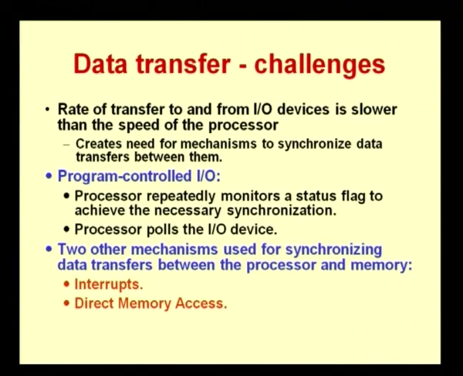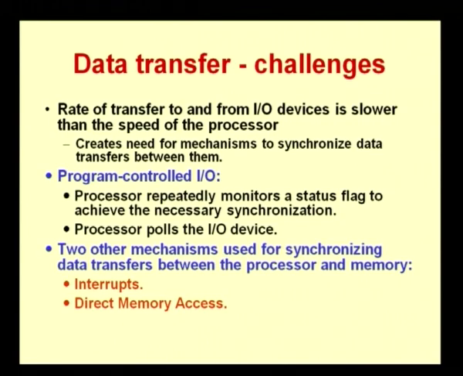There are better mechanisms than this which can be used for faster synchronization and faster data transfers. The two other mechanisms that are used are interrupts and direct memory access. Interrupt essentially means that when the data becomes available, or when the IO device becomes ready with the data transfer, it will send a special signal called an interrupt to the processor, and then the processor can come and read the data. That is called an interrupt based IO transfer.